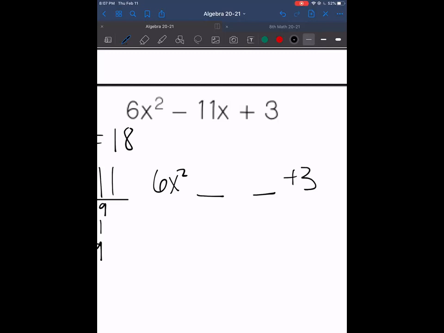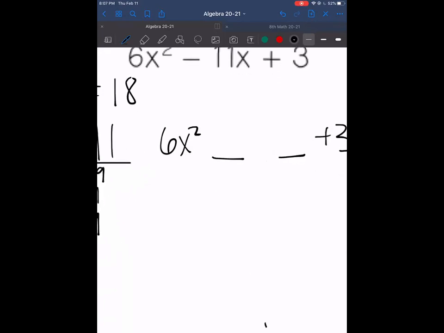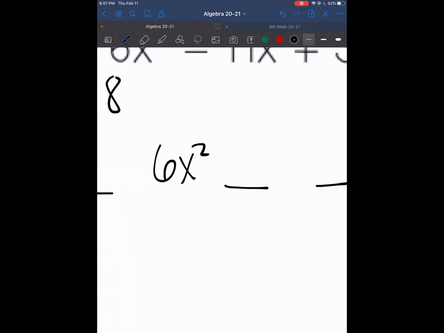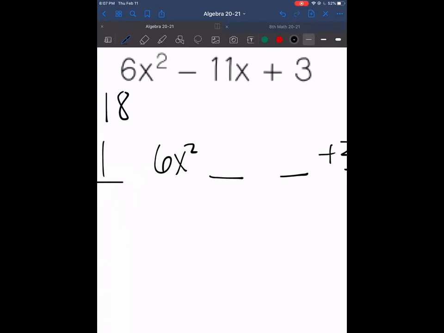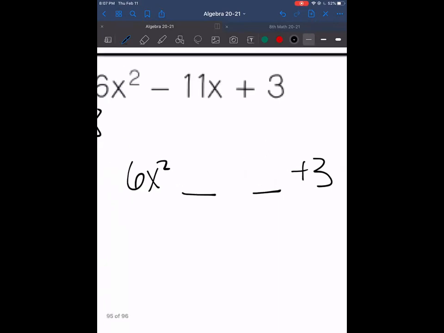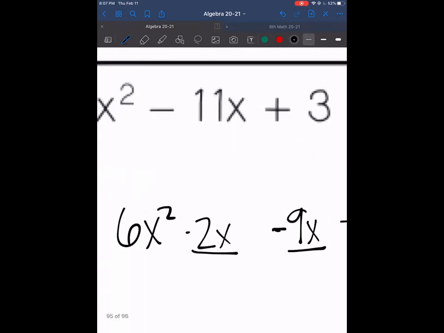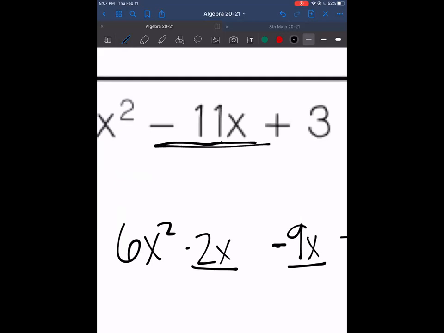Okay, now this is where we have to get a little specific. If we're doing negative 2 and negative 9, which ones are we going to write with 6? The 2 and the 9 both have a common factor with 6. But when we look at 3, 2 and 3 do not have a greatest common factor that we can pull out of that. So I know that the 2 is going to have to go with the 6, minus 2x. Don't forget the x, minus 9x. Remember, I'm getting the x because if we combine those like terms of negative 2x minus 9x, we still get that x.